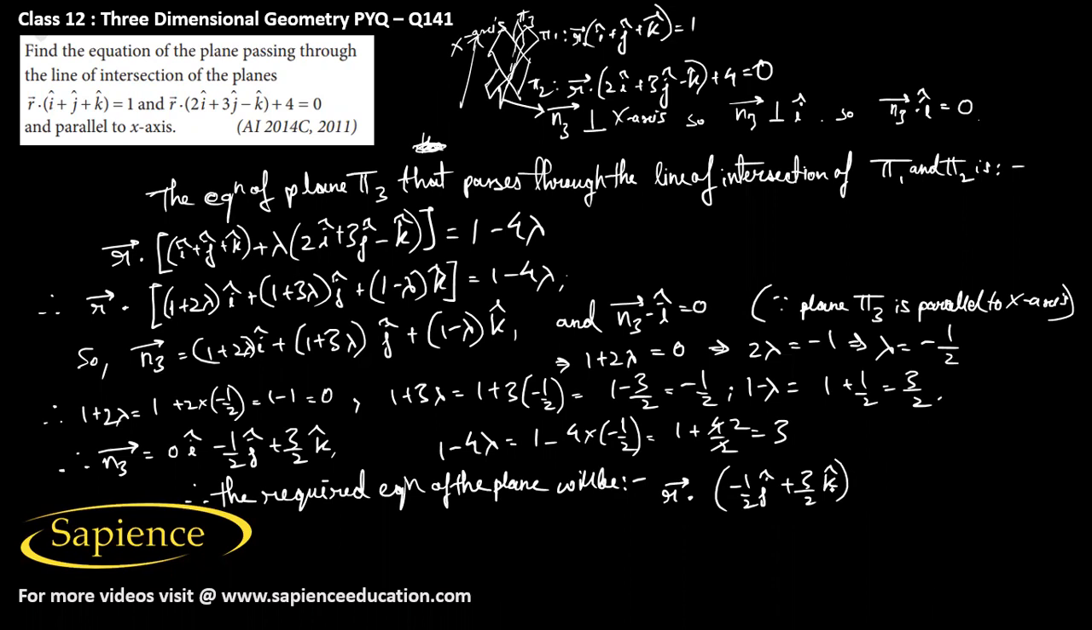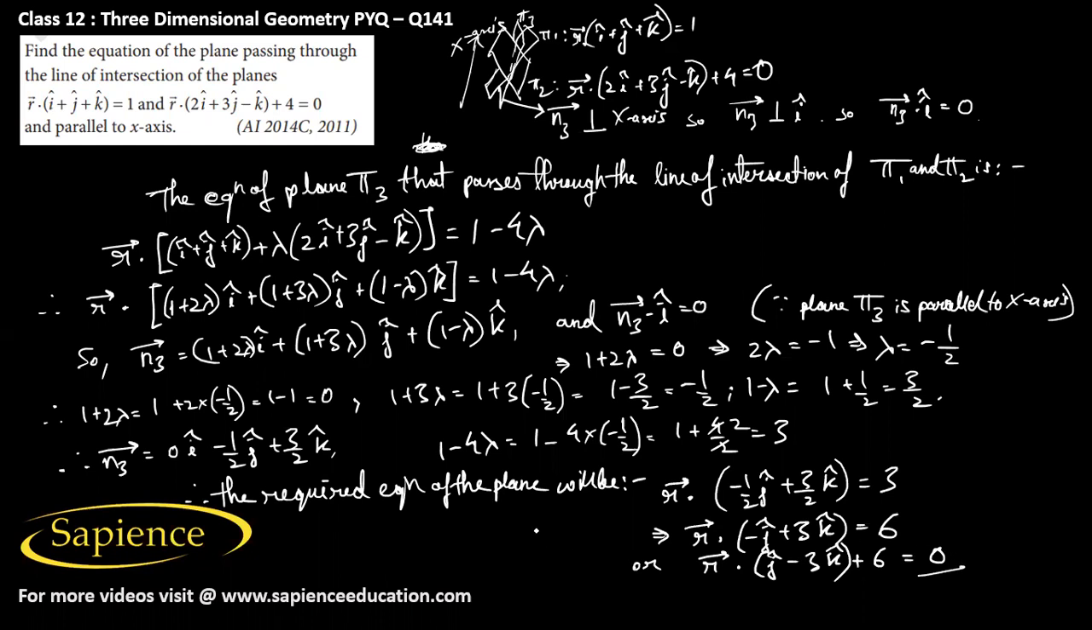That is equal to 1 minus 4 lambda, that is equal to 3. So we can write this as r vector dot (minus j cap plus 3 k cap) equal to 3 into 2, that is 6. Or we can write it as r vector dot (j cap minus 3 k cap) plus 6 equal to 0.